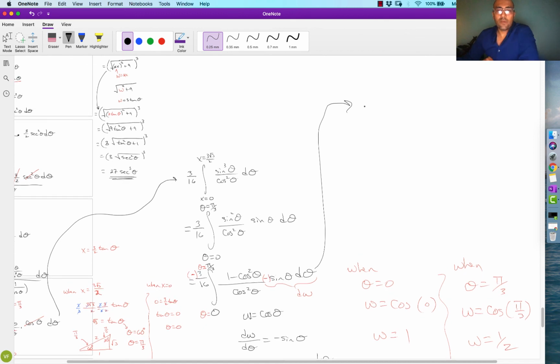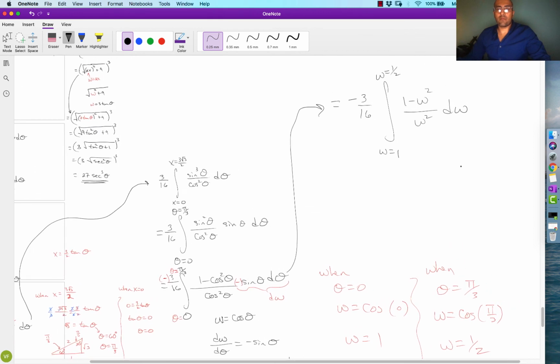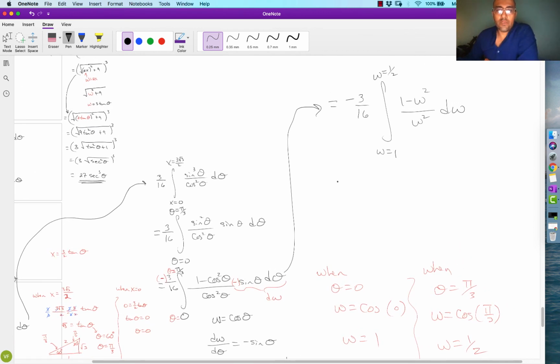So this will be equal to -3/16 integral as w goes from 1, right? When theta was 0, then w is equal to 1. And when theta is pi over 3, w equals 1/2. So be careful with those guys, to 1/2. And then we end up with (1 minus w squared) over w squared dw. Good, good. Almost there. This thing is getting really ugly.